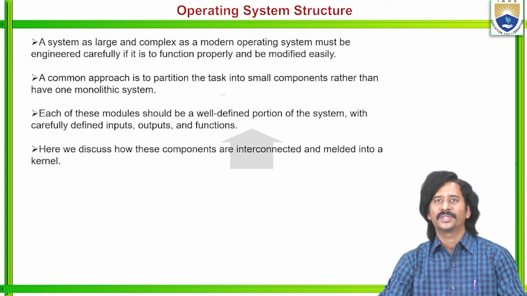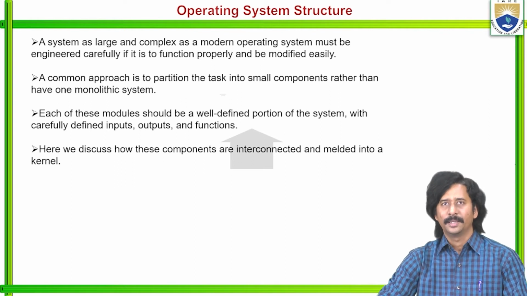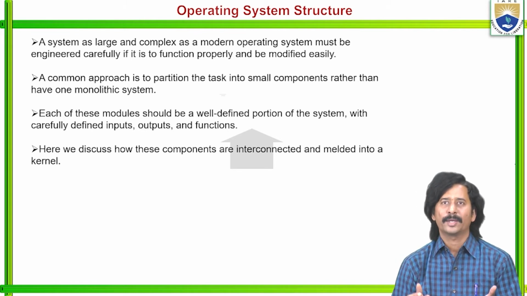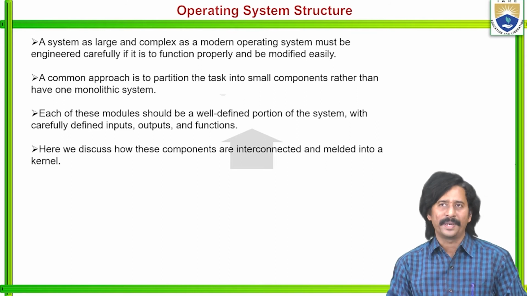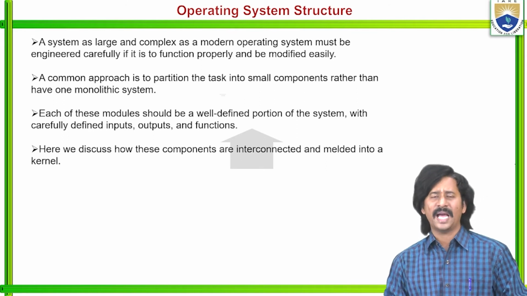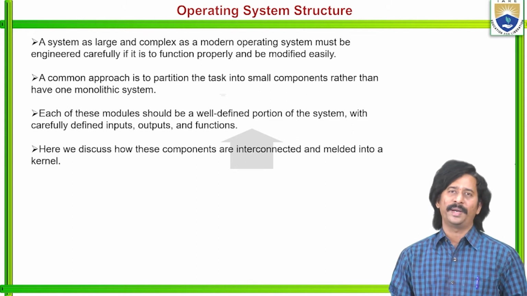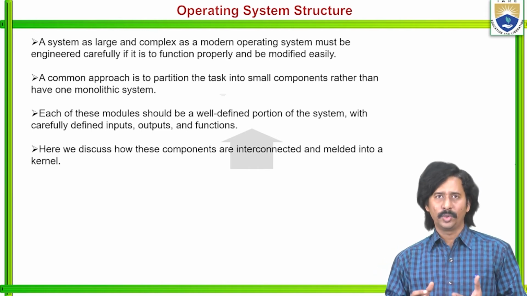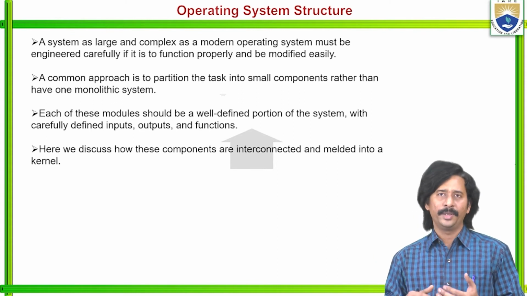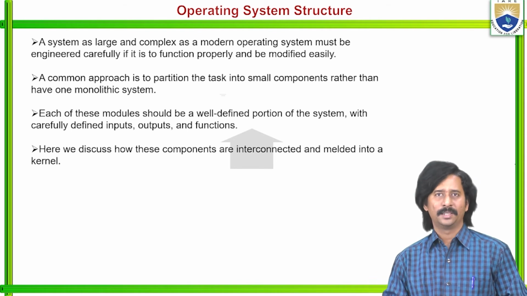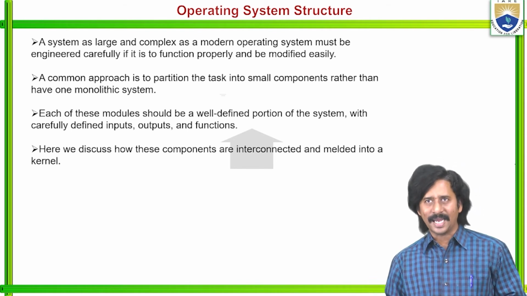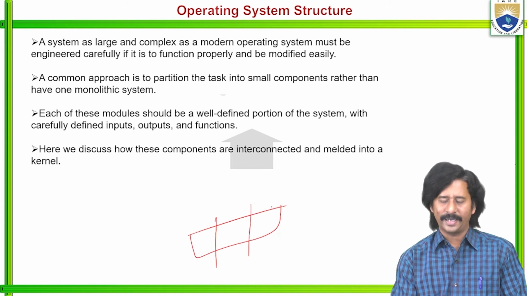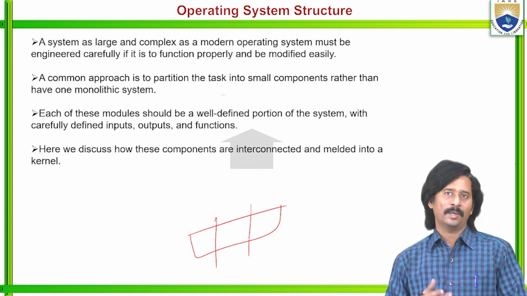Then coming to the operating system structure. Whenever the system is large and complex, modern operating systems must be engineered carefully if they are to function properly and be modified easily. What is the general mechanism to divide that system into different parts? A common approach is to partition the task into small components, whatever the task we are having. That task is divided initially into small components rather than one monolithic system.